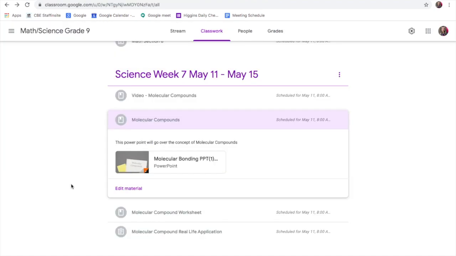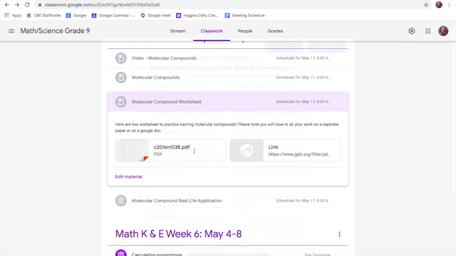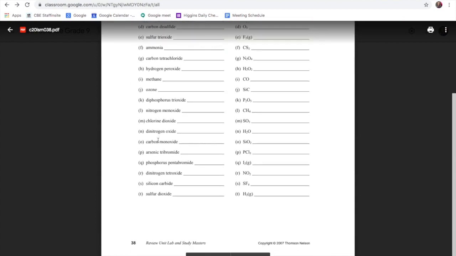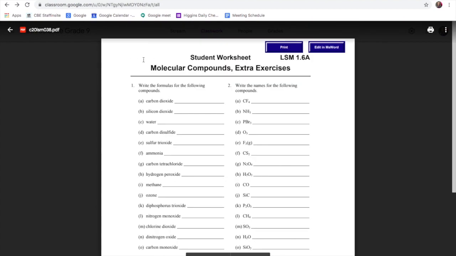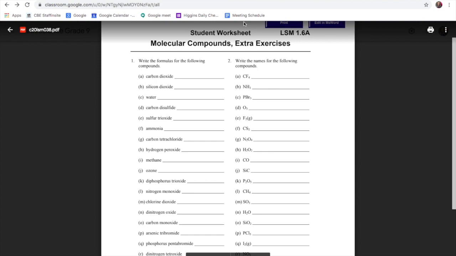So once you've familiarized yourself with molecular compounds and how to name it, try these worksheets. What I would recommend is going over them and doing the best you absolutely can, and then popping into our Google Meets to ask us specific questions, because some of these can be very confusing and there's a lot of things that you guys are seeing for the first time.